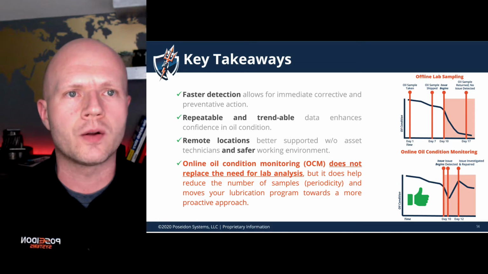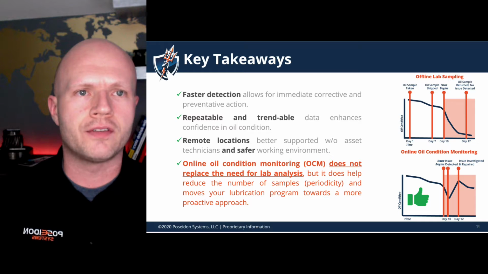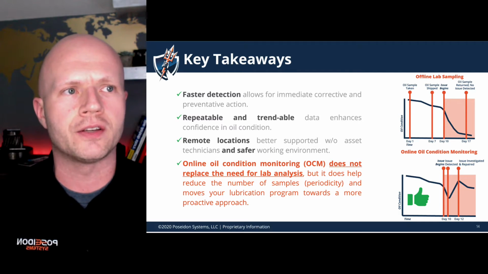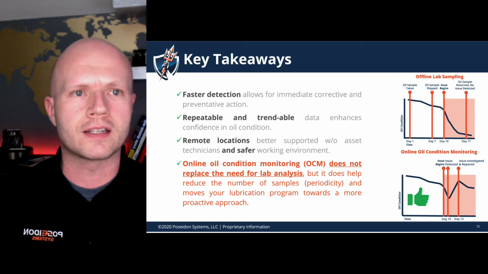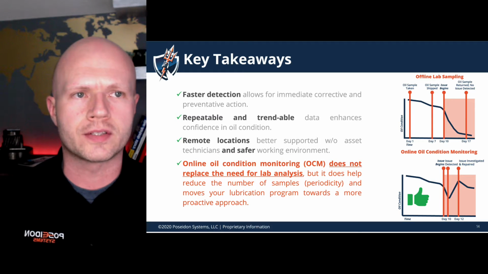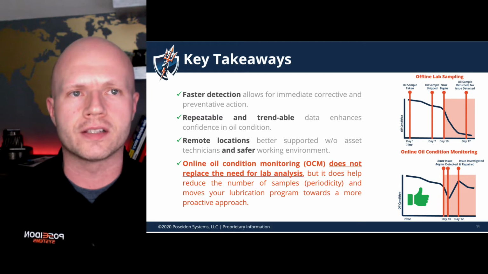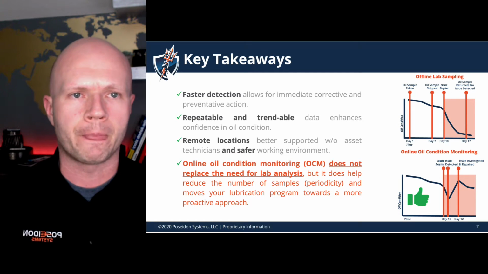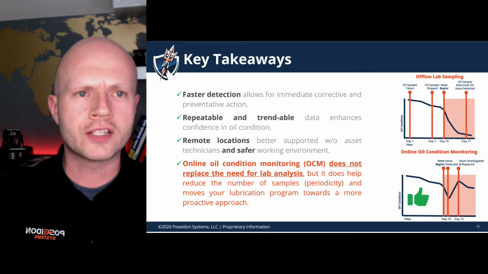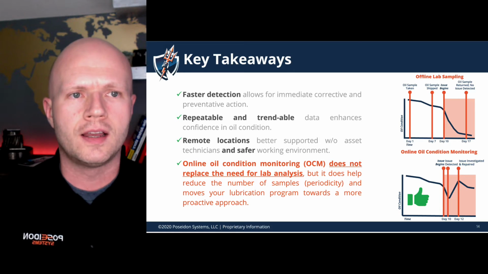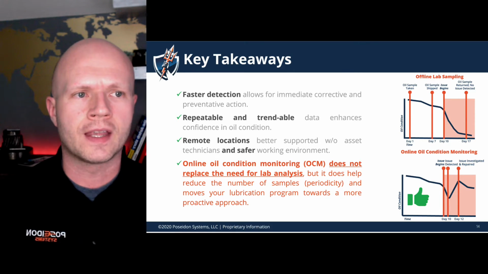And so some of the key takeaways I'd like to have you walk away with is, one, the faster detection is the obvious value. So it allows for immediate corrective and preventative action that you would be unable to do with periodic oil sampling, where you do have long periods of time in between where things can go wrong and you would not have that sample pulled to see what those results look like. It's also nice that it's very repeatable and trendable, which allows you to be very confident in the oil condition, especially if you are combining it with lab sampling.